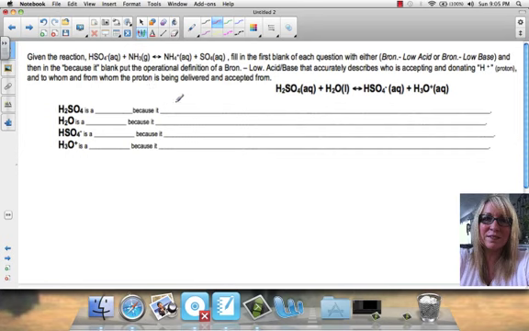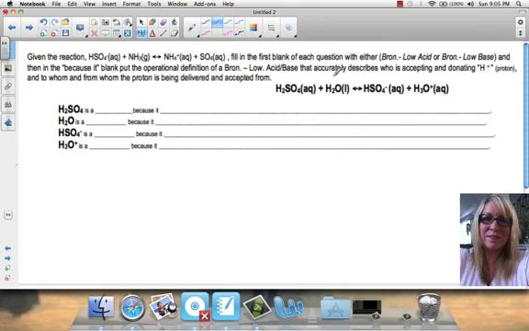Okay. Given the reaction HSO4 minus plus NH3 yields NH4 plus and SO4, fill in the first blank of each question, either Bronsted-Lowry acid or Bronsted-Lowry base, and then in the because it blank, put the operational definition. So, meaning accepted H or accepted proton, so on and so forth.